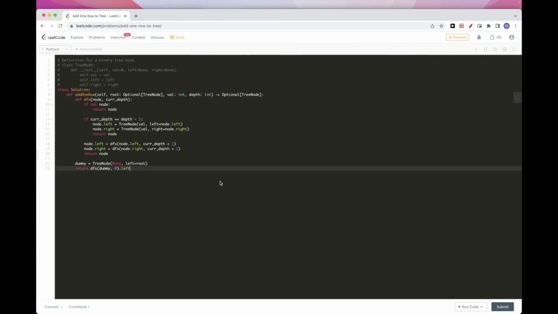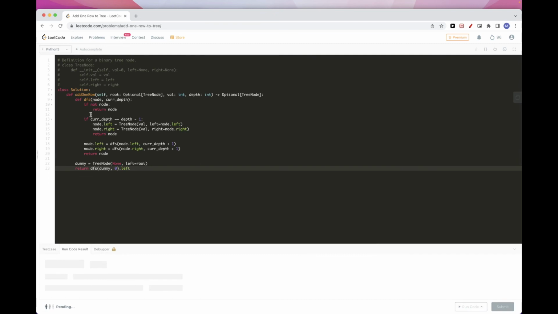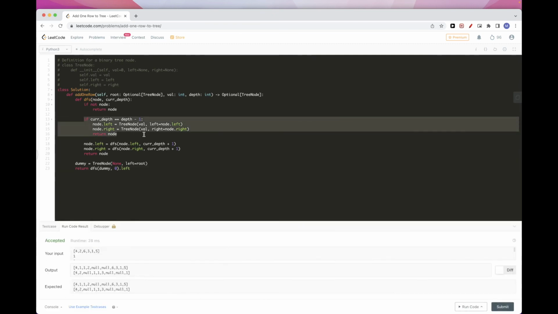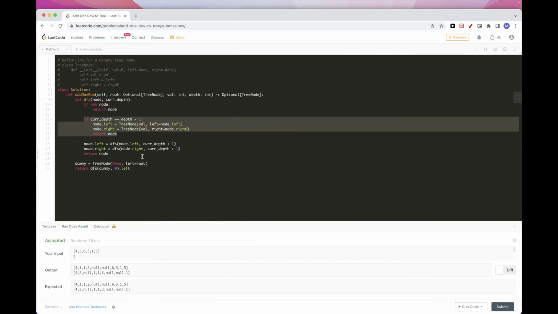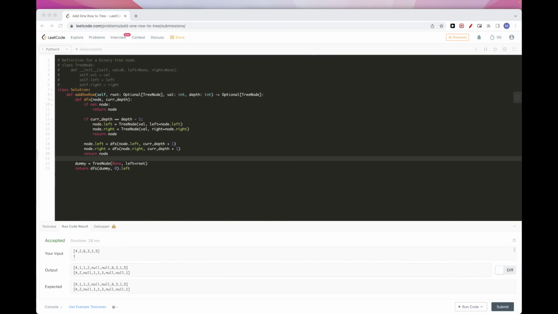And yeah, that's pretty much the only modification we need to handle both of them in the same if case here. So let's submit. Okay, so that passes test cases. Yeah, and that's, I think, pretty much it for this solution.